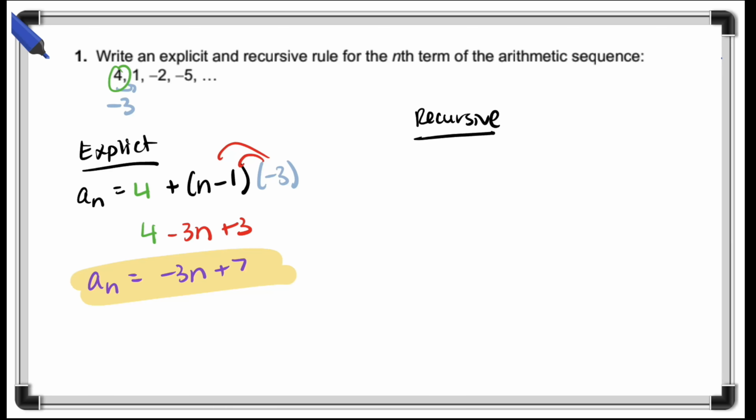Now for the recursive formula, we use what we know from the beginning with our terms. We identify a sub 1, which is 4. Then we have a sub n, and our general form is a sub n minus 1, that's our previous term, and then we add d, our difference, which was -3. Or you could put a sub n and then just put -3.